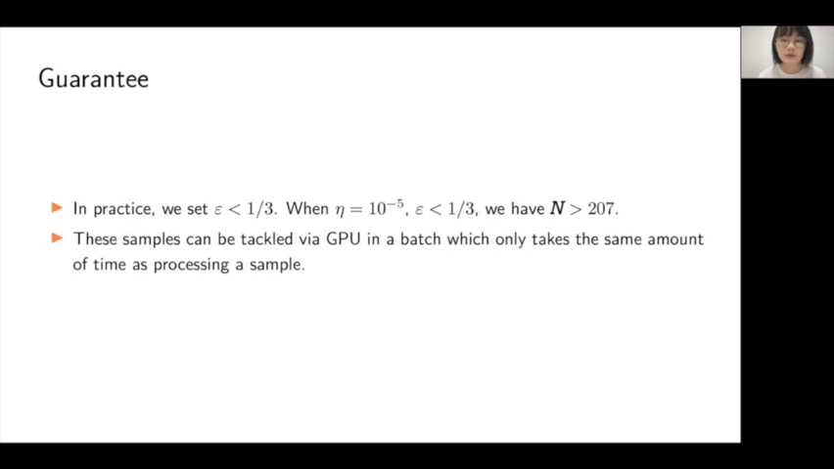In practice, we regard a network as satisfying weak robustness well when epsilon is less than 1/3. Because in such a situation, we only need about 200 samples to get a sufficiently safe system, such that the attack success rate is less than 10 to the negative fifth power.